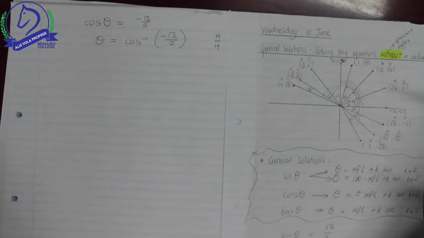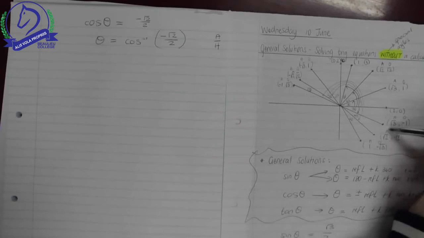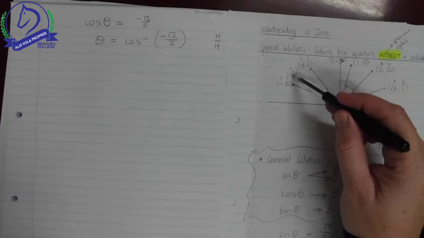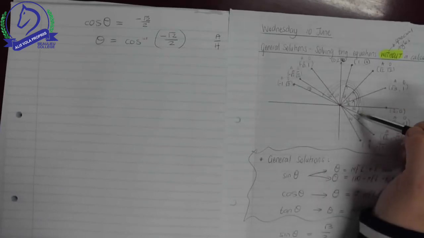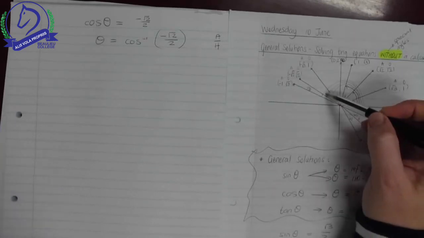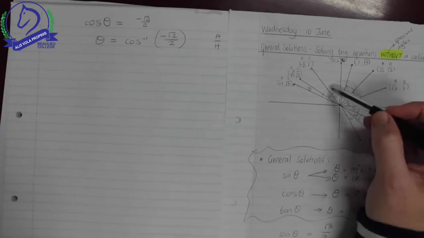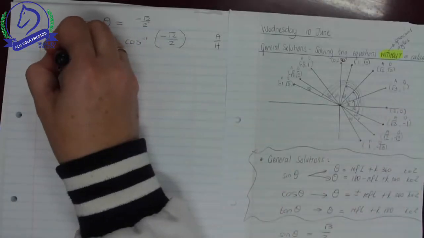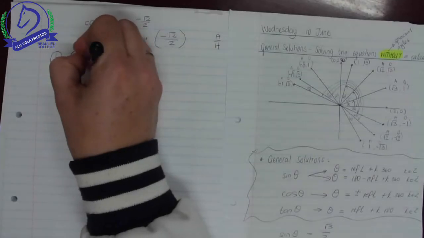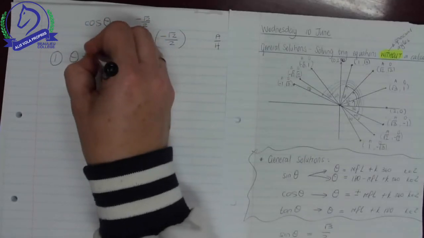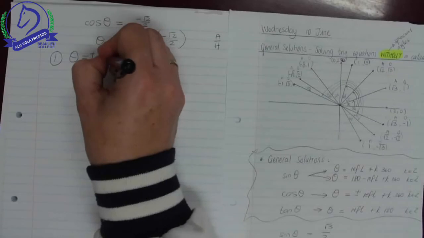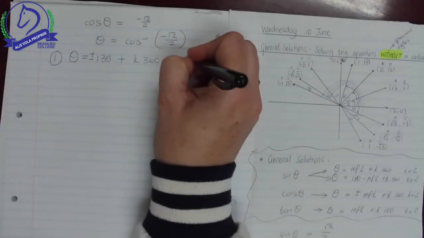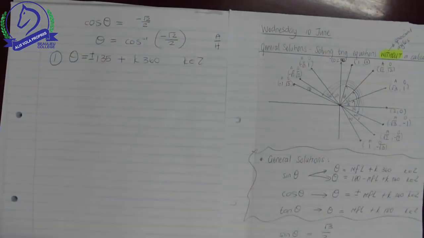So an A value of negative 2. Here we go. And that is at where? 135. So general solution, I have theta is plus minus 135 plus k times 360, and k is part of integers.